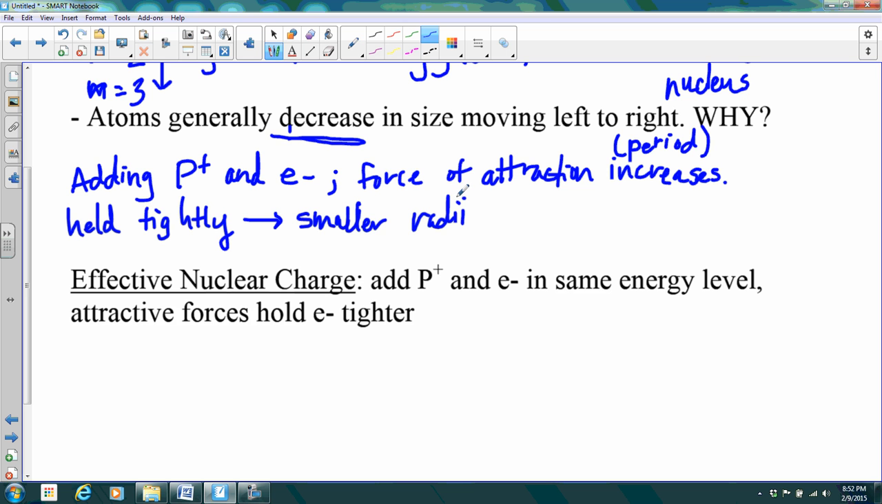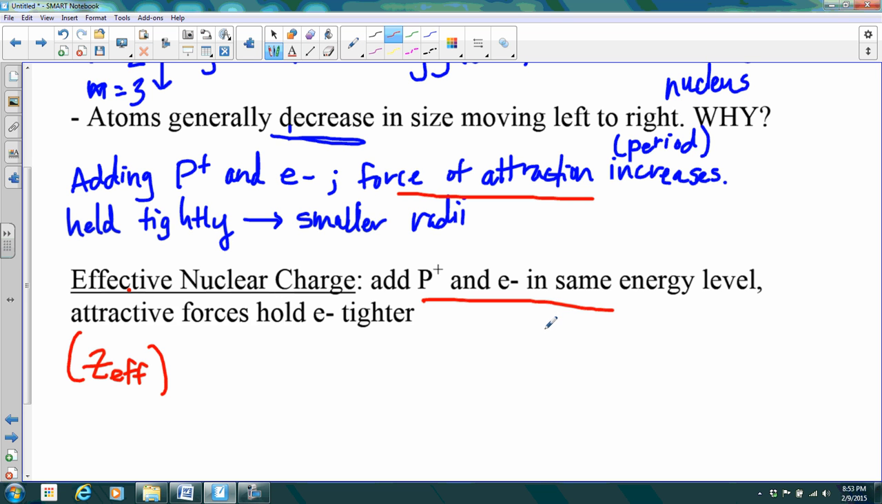Remember that they're moving closer and closer to the right, toward the noble gases. We get smaller radii as we go across the period. Now, what is this force of attraction called? It's really important, and you're going to hear me talk about it all the time. It is called the effective nuclear charge, and we abbreviate it Zeff. I know Z is used for the atomic number, but we also use it for effective charge. If we add protons and electrons in the same energy level, which is true in the same period, the attractive forces are held a lot tighter, and that makes the radii smaller.